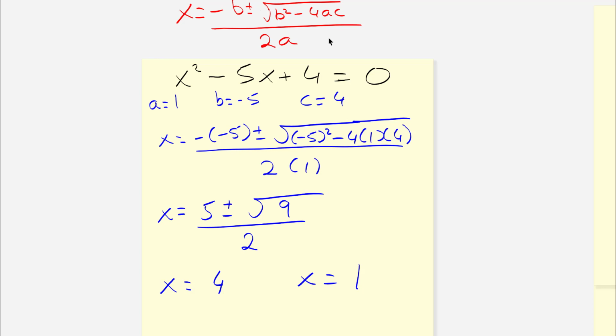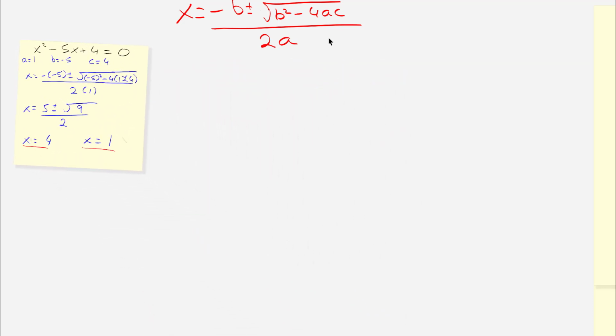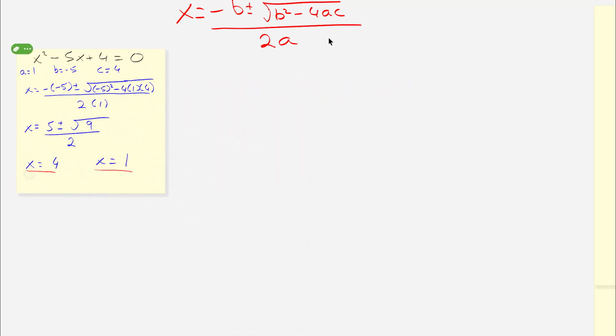So using the minus b formula, I found out that the roots of this particular quadratic, x squared minus 5x plus 4 equals 0, are x equals 4 and x equals 1. If I was to draw that, what would it look like? A quick sketch: we know that it cuts the x-axis where the roots are, so this must be where x is equal to 4, and this must be where x is equal to 1.